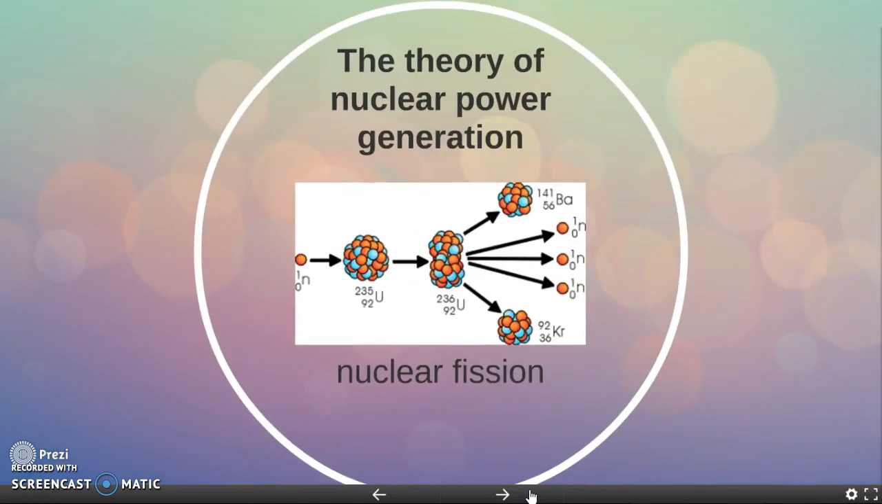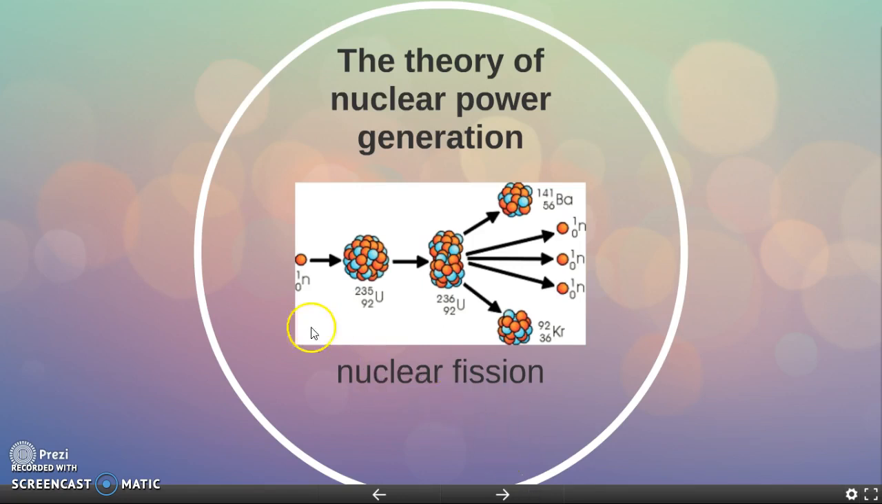The theory of nuclear generation is to use the energy produced by nuclear fission, in a series of processes that flow until they run the turbine generator. So the key point to understand is what nuclear fission is.